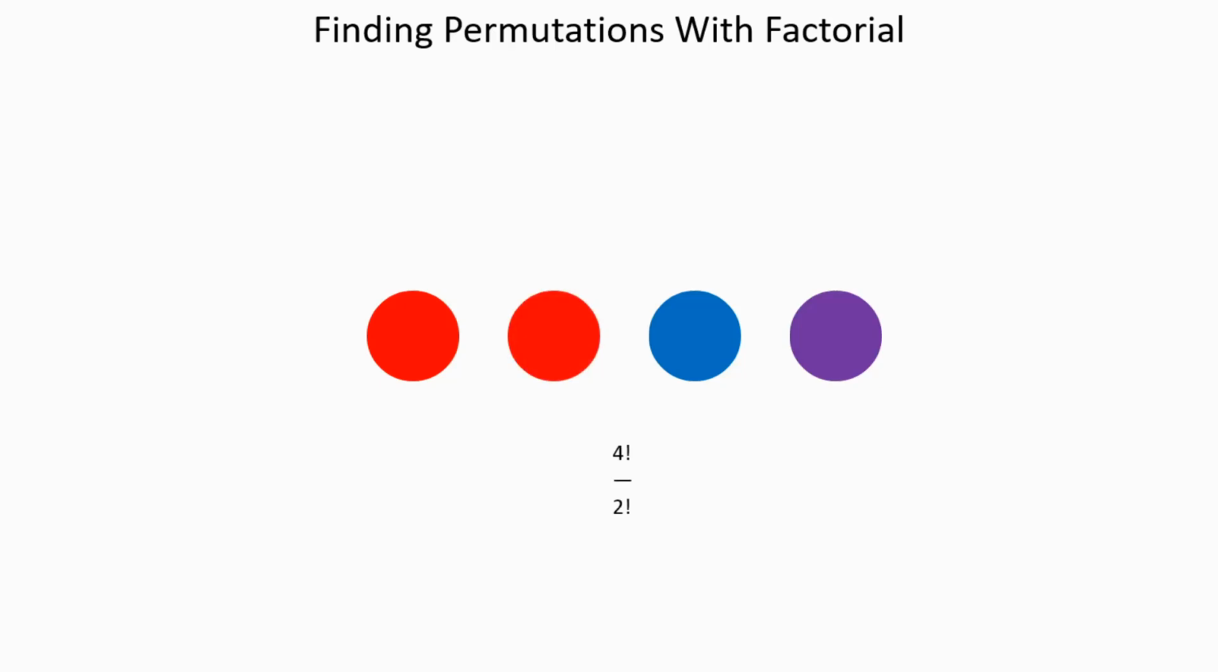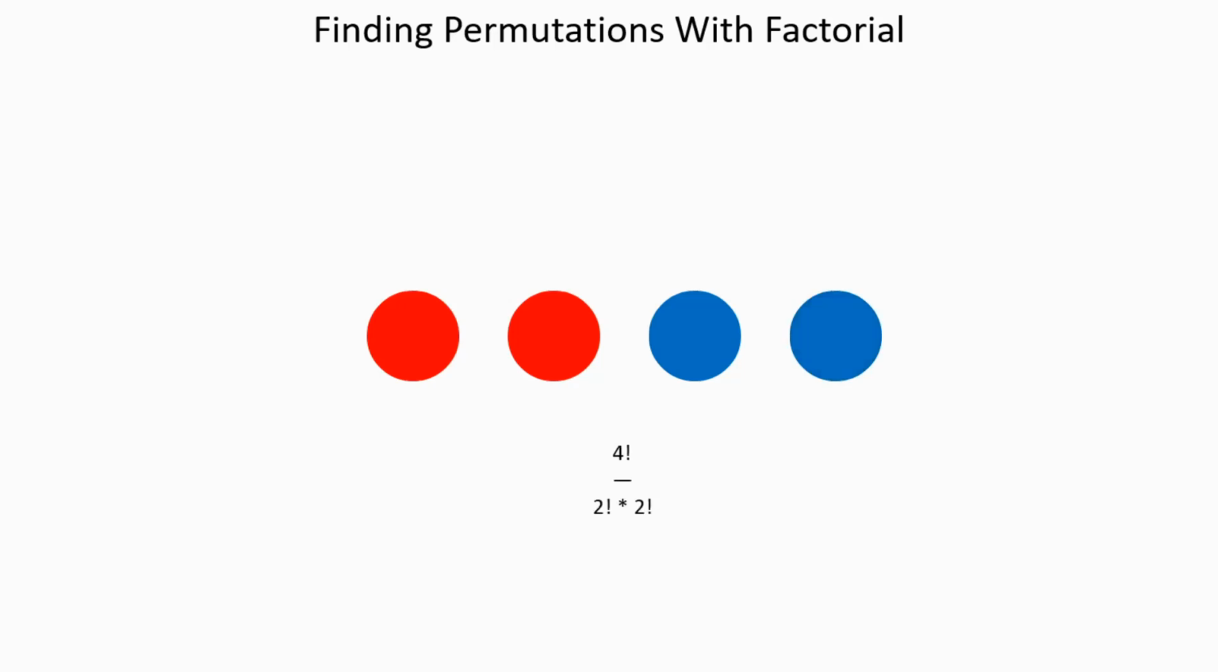But if, let's say, 2 of them are red, now suddenly there are fewer permutations, because if the 2 reds are next to each other, they're still counted as the same permutation, even though the red circles are different red circles but the same color. So in this case, we do 4 factorial divided by the number of duplicate circles, which is 2 factorial.